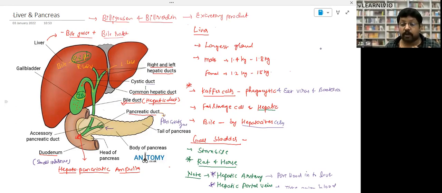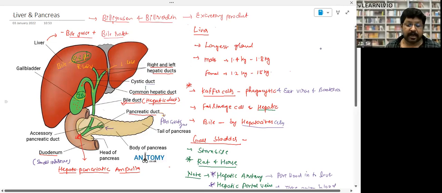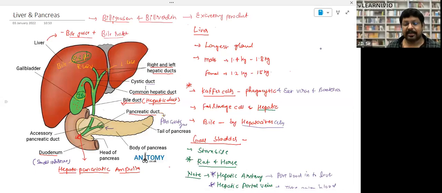And the point where they open is known as the hepatopancreatic ampulla, right? Both drop their enzymes with the help of the hepatopancreatic ampulla, right? And then they perform their digestive function.